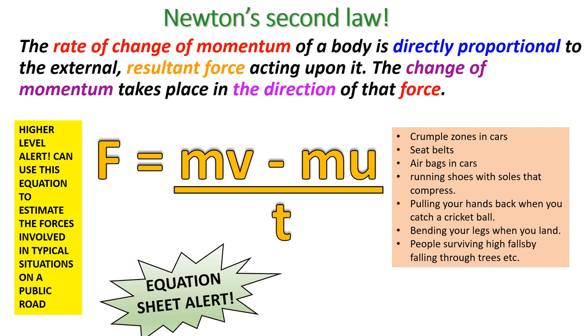So the reason why crumple zones, seatbelts, airbags, even in your running shoes, the heels, the soles of them compress so you don't damage your knees. And it's all about making this change in momentum happen over a longer time. If you get an explanation question for this, write that equation down because it helps you to explain your answer. The equations are not just for calculations. They're also to help you when you're explaining answers with long written answers.